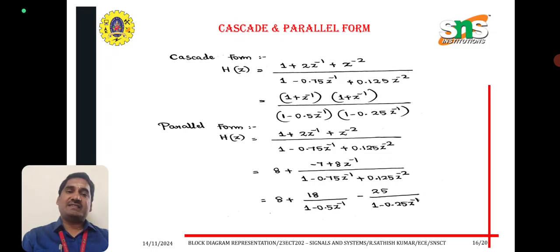Parallel form, H of z is equal to 1 plus 2 z inverse plus z power minus 2 divided by 1 minus 0.75 into z inverse plus 0.125 into z power minus 2. Therefore, 8 plus minus 7 plus 8 z inverse divided by 1 minus 0.75 into z inverse plus 0.125 into z power minus 2. Therefore, we can get 8 as a constant value plus 18 divided by 1 minus 0.5 into z inverse minus 25 divided by 1 minus 0.25 into z inverse. Taking the partial fraction terms, we can get the answer like this.